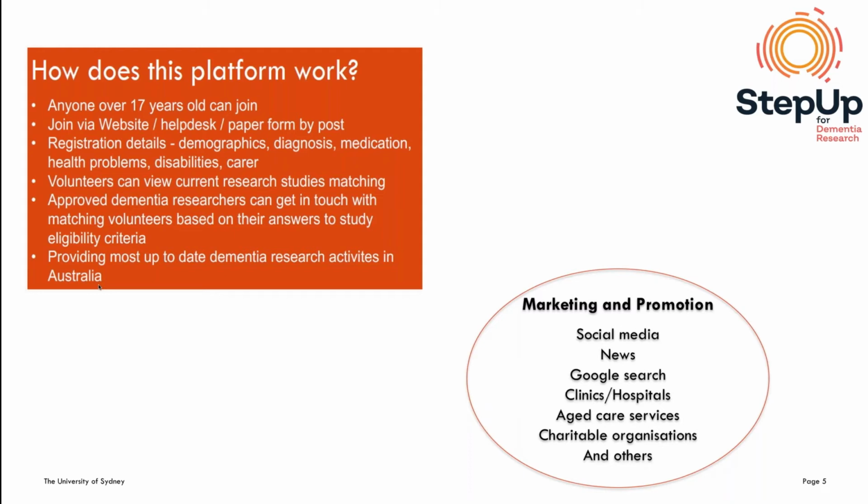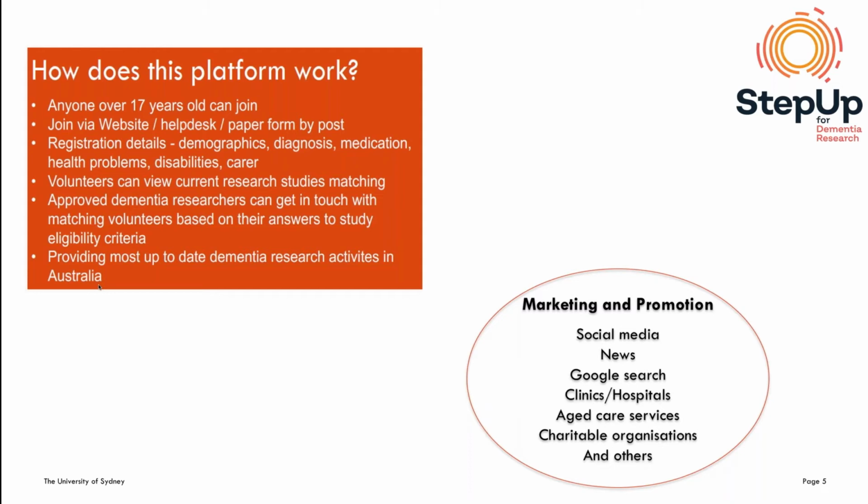Once that information is stored, there is a matching algorithm behind it. That's what Piers was talking about, eHarmony. There is a matching process. When the researchers put in information about what type of participants they want for their study, and the volunteers put in their information, when the match happens, you get a notification as a researcher. The volunteers also get to see the studies that have matched their characteristics. So it's a really innovative way of connecting people together.